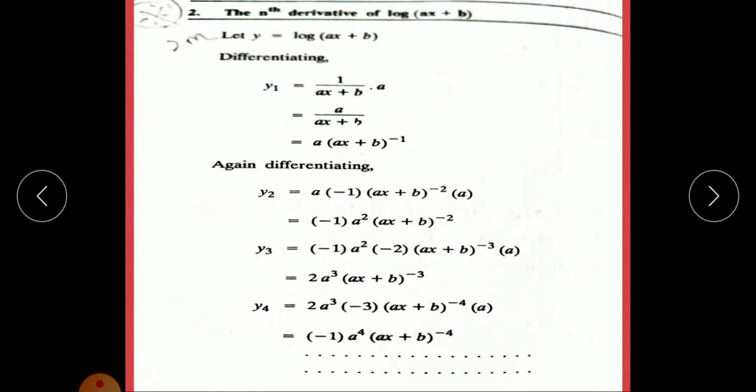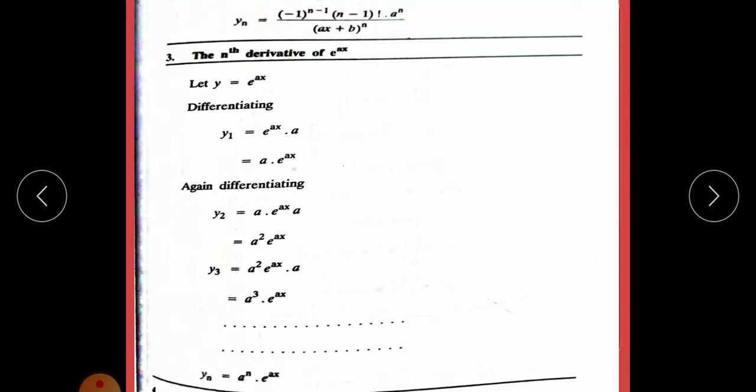Likewise y3, y4 and so on. So obviously the yn term, the nth derivative, is minus 1 the whole power n minus 1 into n minus 1 factorial into a power n divided by ax plus b the whole power n, or ax plus b the whole power minus n will come if you are taking it in the numerator. So this is the first result which I have given.